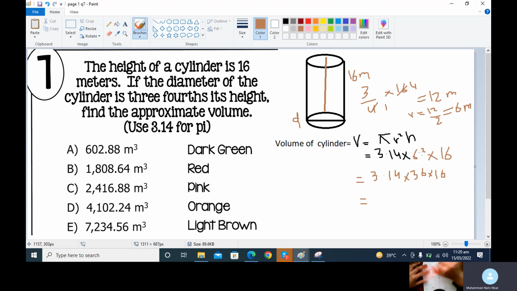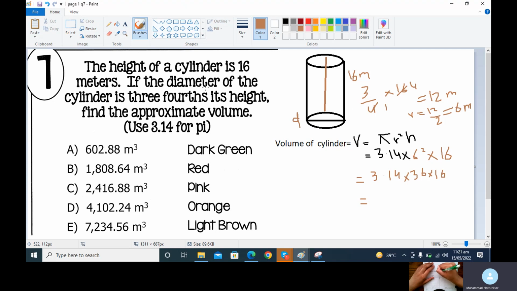Now you need to find the value of r, that is the radius. For the radius, if it is not mentioned in the question, then the diameter should be mentioned so that we can divide it by 2 to find the radius, isn't it? But if you read the question, the diameter of the cylinder is 3/4 its height, so it is a bit not straightforward. It just told us that the diameter is 3/4 its height.